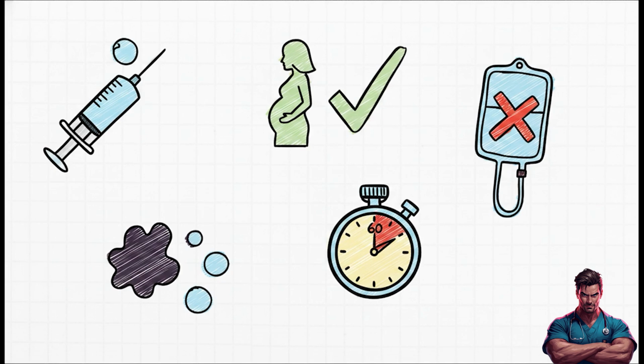All right, boot camp quiz time. Let's test your active recall. Number 1, how do you recognize HIT? Well, you look for a paradoxical drop in platelets alongside new clots, and if you see that, you stop the drug immediately. 2, what about the enoxaparin air bubble? You just leave it right in there.